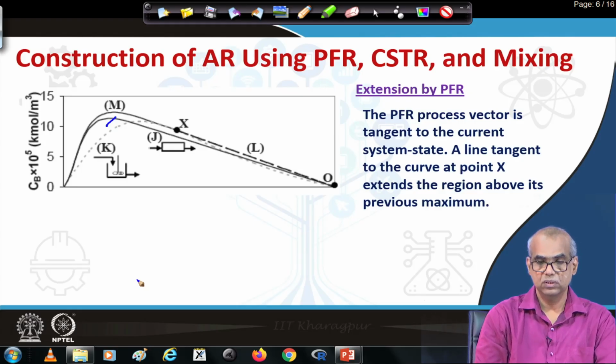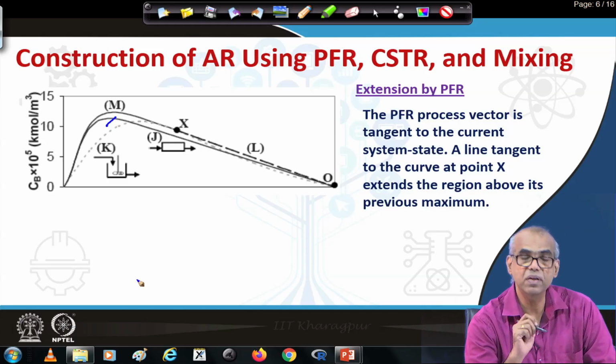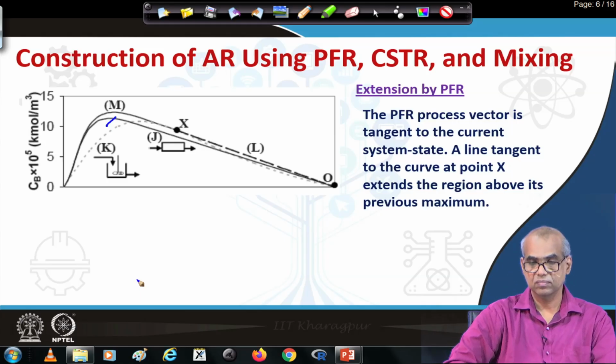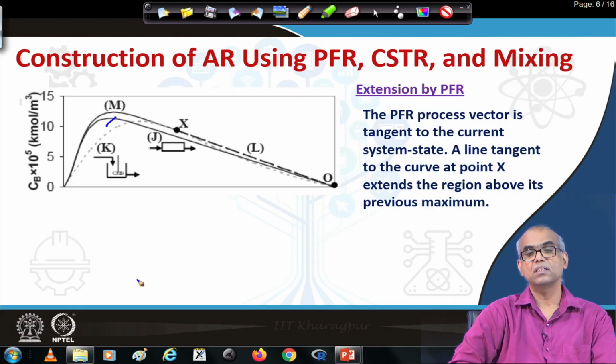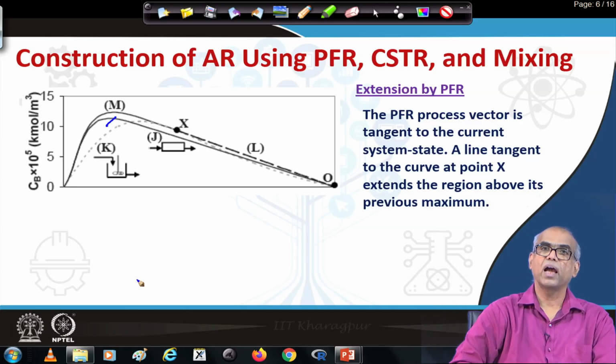Now, from point x, if I draw another PFR trajectory, it extends the region above the previous maximum. This is possible because the PFR process vector is tangent to the current system state at x. So, I can draw a PFR trajectory from point x and extend the previous candidate attainable region.